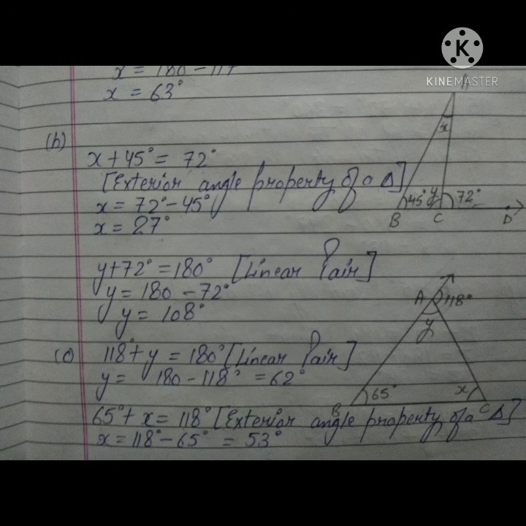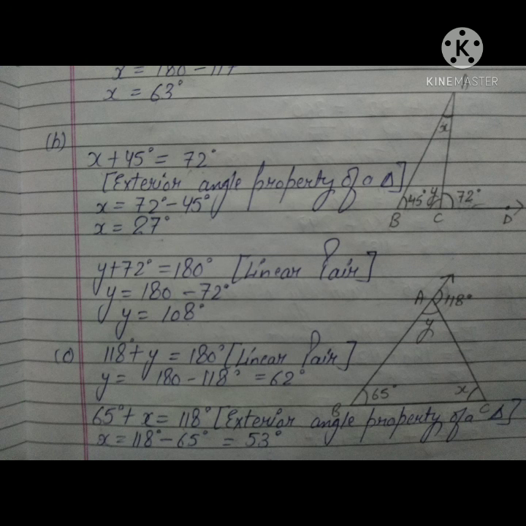Now y and 72 degree are forming a linear pair. They are angles on a straight line, right? So y plus 72 degree is equal to 180 degree. They are forming a linear pair. y is equal to 180 minus 72 degree. So y is equal to 108 degree, right? Now come to the C part.